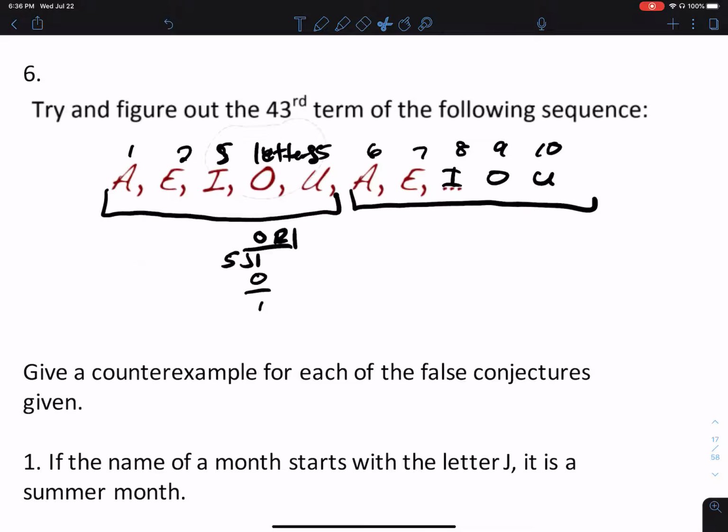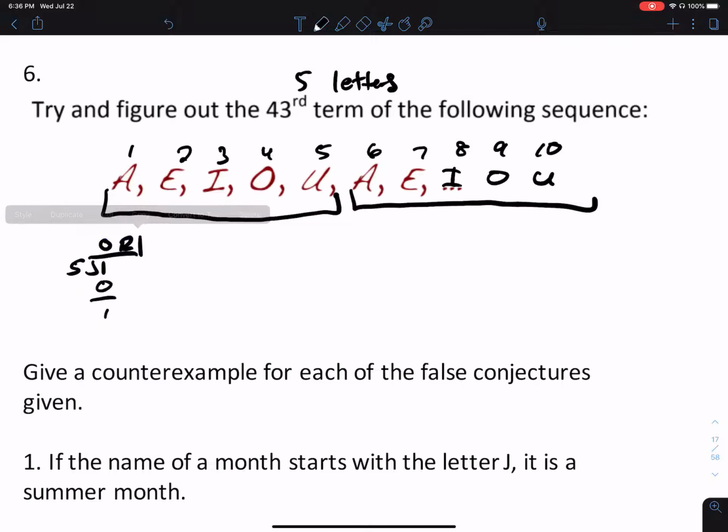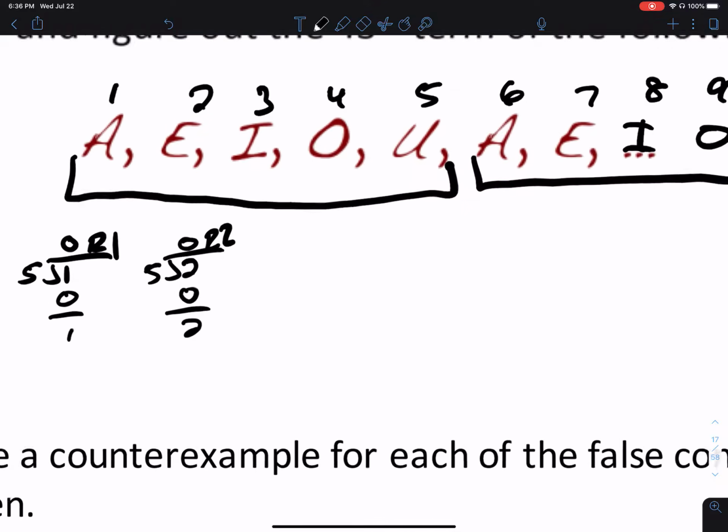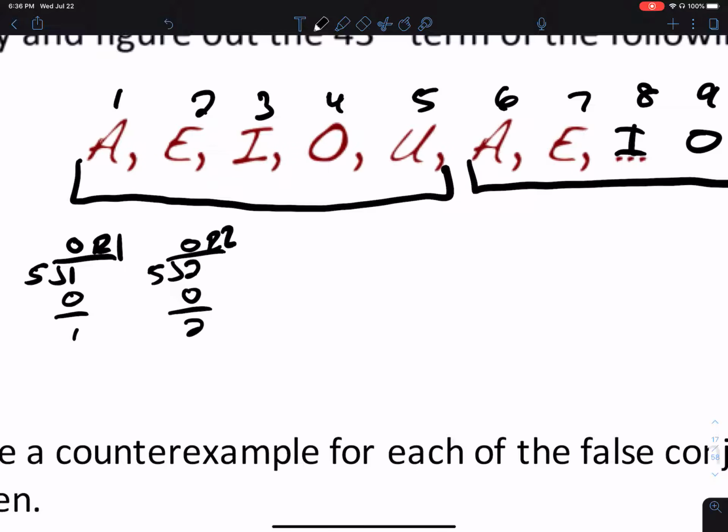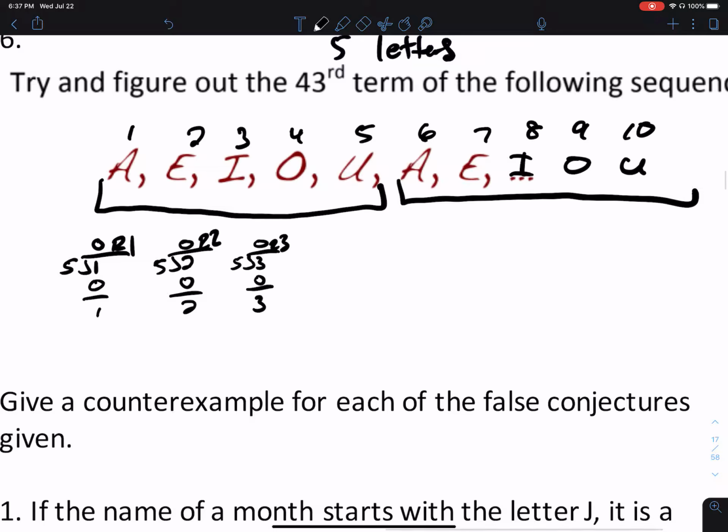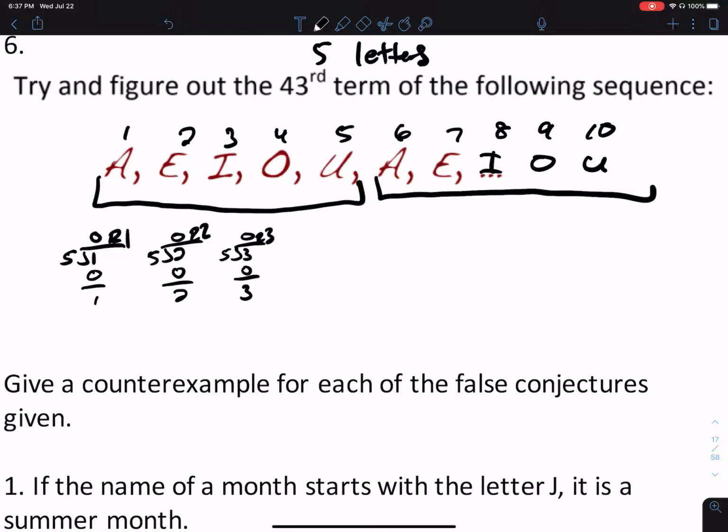So if I take 1 and divide it by 5, the remainder is 1. If I take 2 and divide it by 5, that also goes 0 times. The remainder is 2. If I take 3 and divide it by 5, it goes 0 times. The remainder is 3. Hopefully you can see what's happening here. The next one's going to be remainder 4, then a remainder 5.